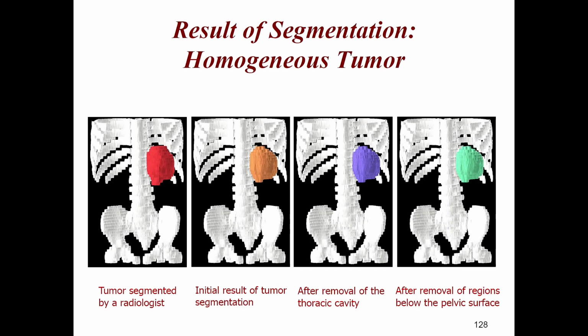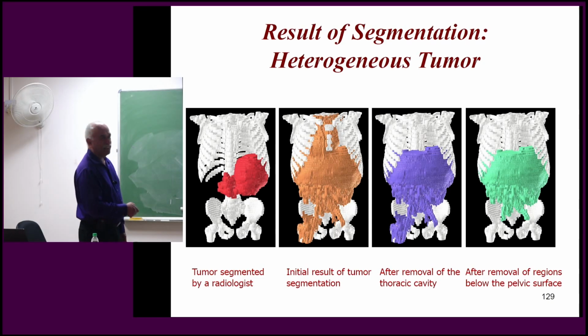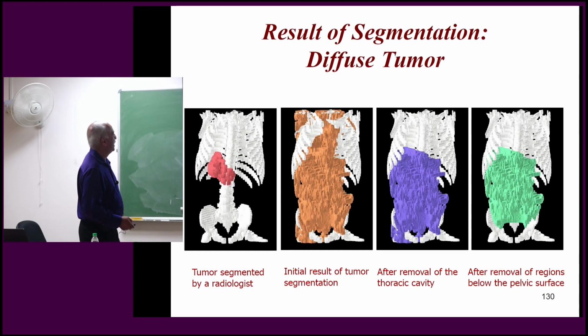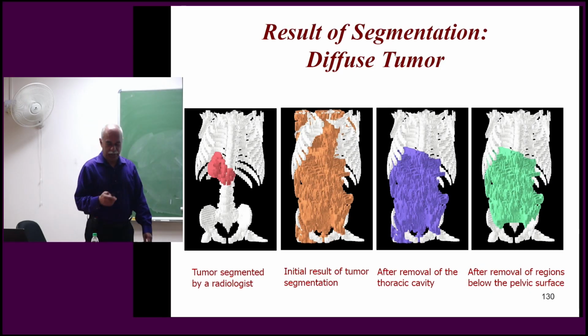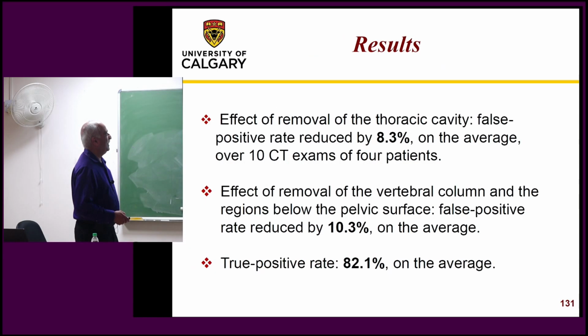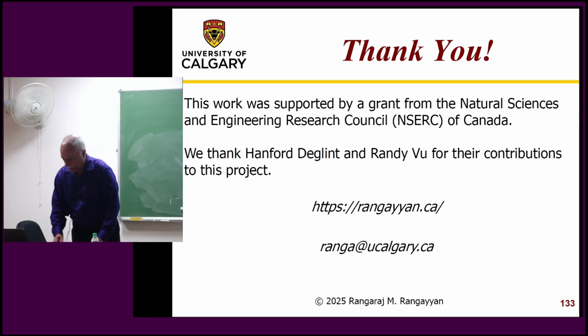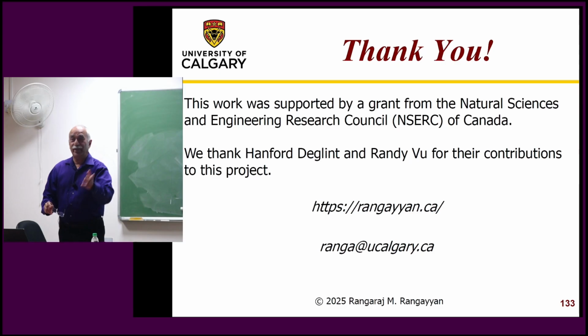So here is a case of a homogeneous tumor which was not difficult to segment, but in other cases it just did not work. So we are showing where it works and where it did not work. Diffuse tumor, again the segmentation just went everywhere. All of this pre-processing helped a little bit, but the result is still not good. So let us skip all of that, and then I'll show you what we wanted to do.